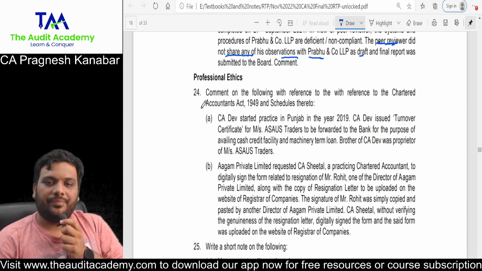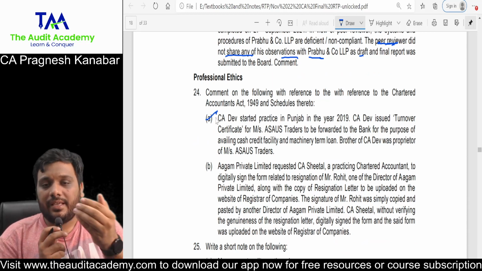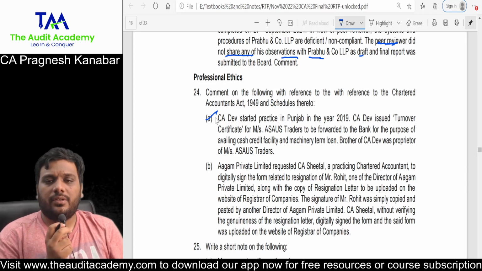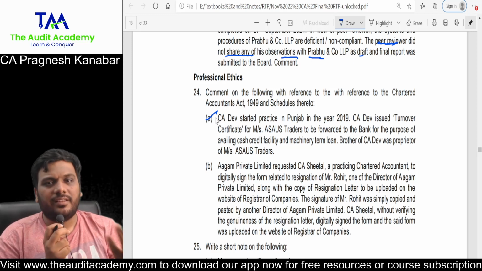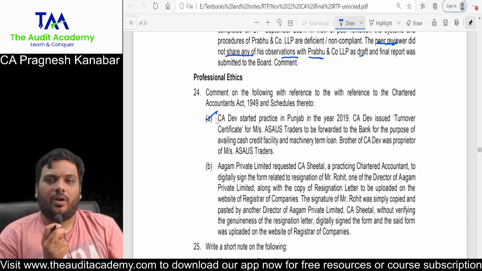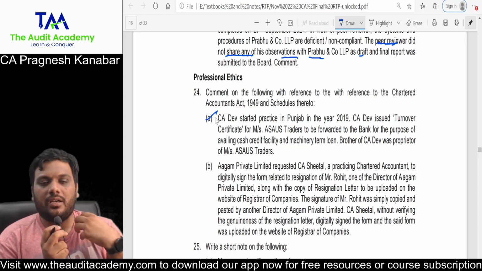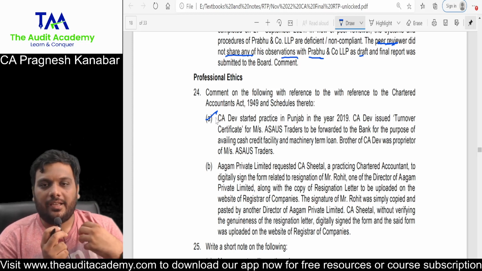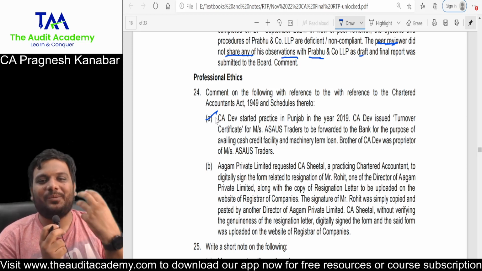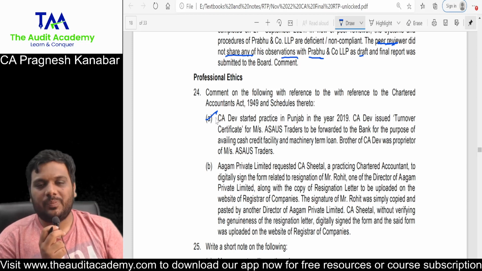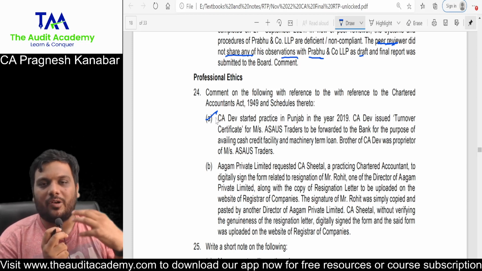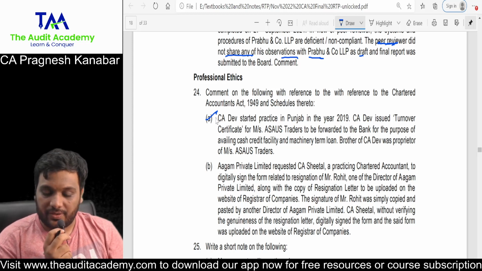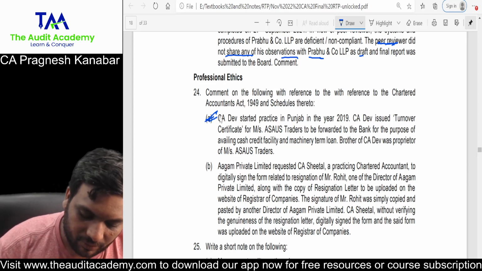There are a couple of questions over here. In one question, CA Dev is issuing a turnover certificate for ASAUS traders, and ASAUS traders is nothing but his own brother's entity. Now, you cannot examine the accounting information and express an opinion where you have your substantial interest, and that substantial interest definition, they have covered this point that if your relative is the proprietor or partner of an entity, you need to take into consideration that point as a substantial interest.